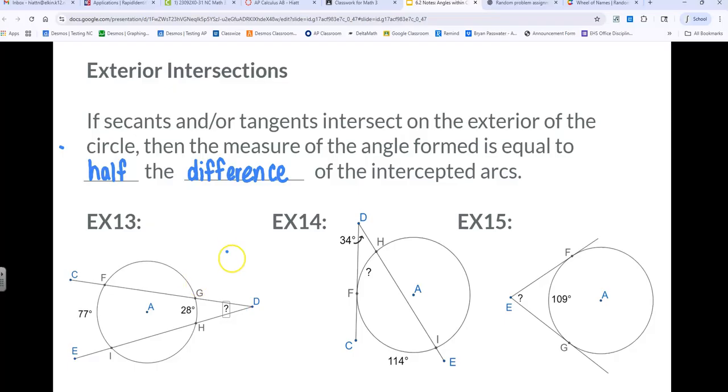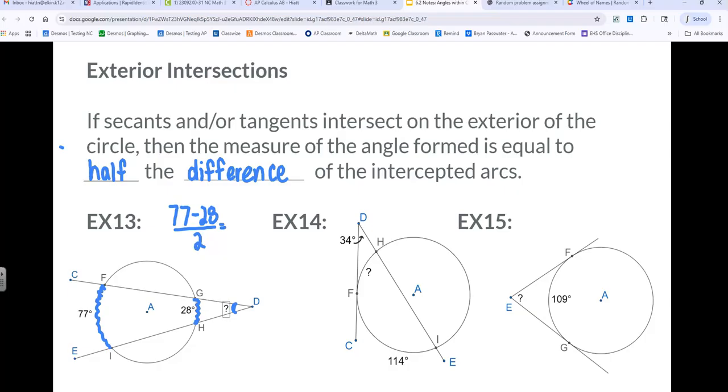So, if we are finding an angle on the outside of a circle, we are not going to take the average like we did when they crossed on the inside. We take half of the difference. It's almost like finding the average, but we subtract and divide by 2. So, the intersected arcs here are 77 and 28. So if I want to find this angle out here on the outside, then I would need to do 77 minus 28 divided by 2.